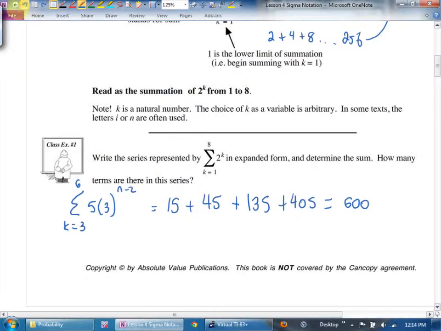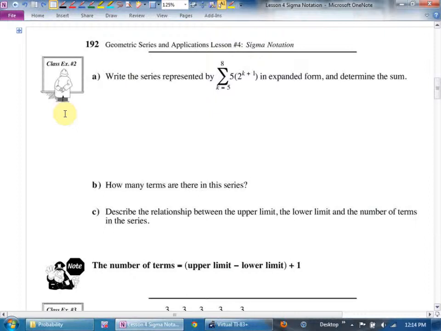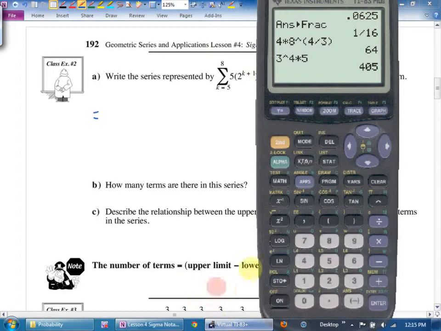Next page. Okay. Write the series represented by this in expanded form and determine the sum. What's my index k going to be the first time? K equals 5. Put a 5 right there. What's 5 plus 1? 6. The first term is going to be 5 times 2 to the 6th. 320.